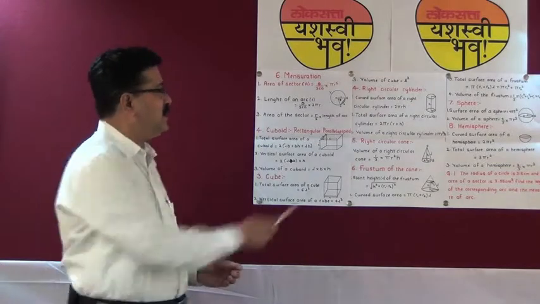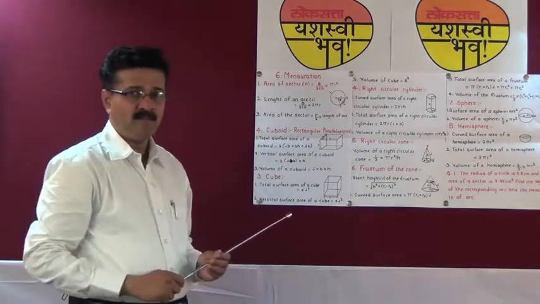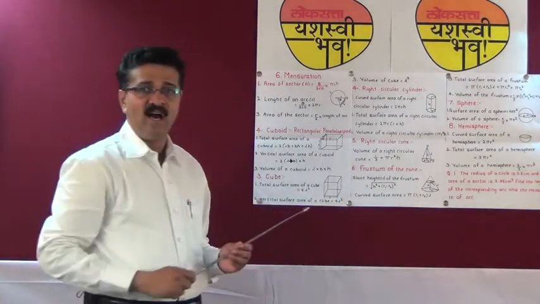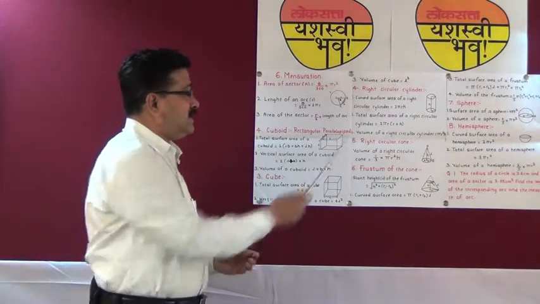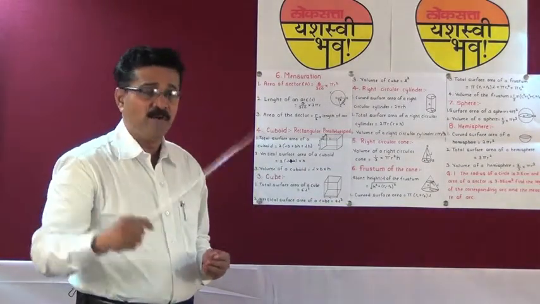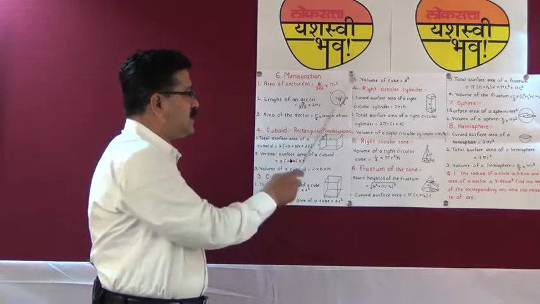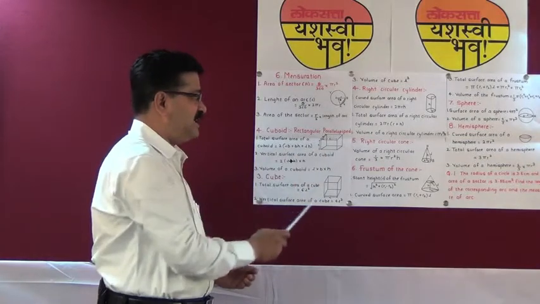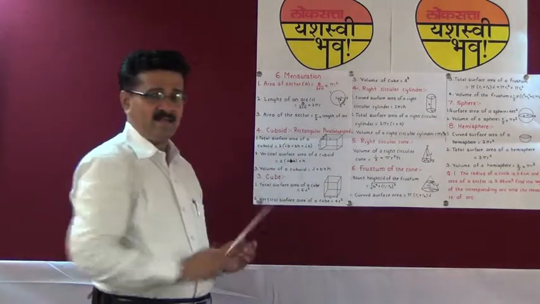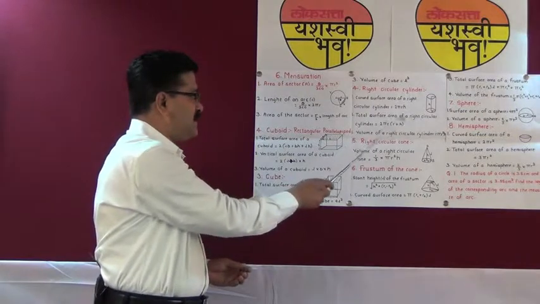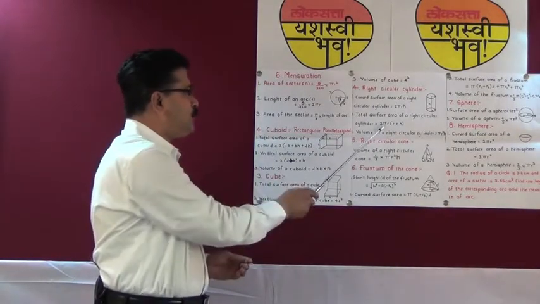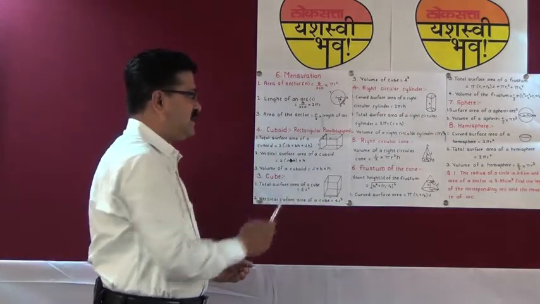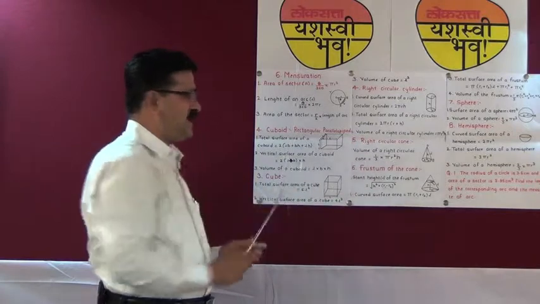Next solid figure is right circular cylinder. It has 2 dimensions: one is the height h and the other is the radius of the base, that is r. This cylinder has a curved surface area. So the curved surface area of a right circular cylinder is given by 2 pi r h. And the total surface area of a right circular cylinder is given by 2 pi r into (r plus h). Volume of a right circular cylinder is given by pi r square h.